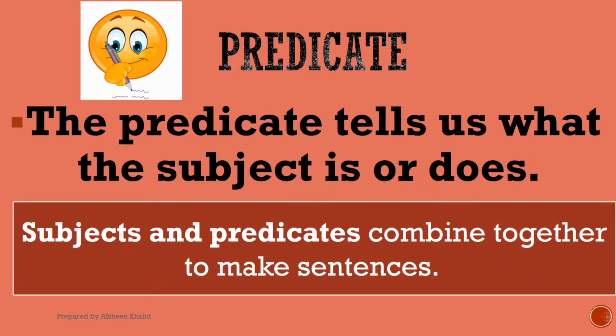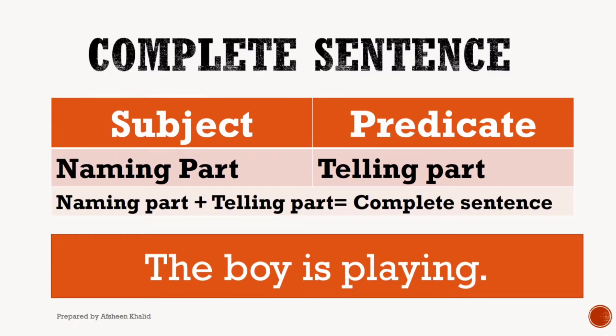What is predicate? The predicate tells us what the subject is or does. Subjects and predicates combine together to make sentences. Complete sentence. Subject is the naming part and predicate is the telling part. Naming part plus telling part equal complete sentence.